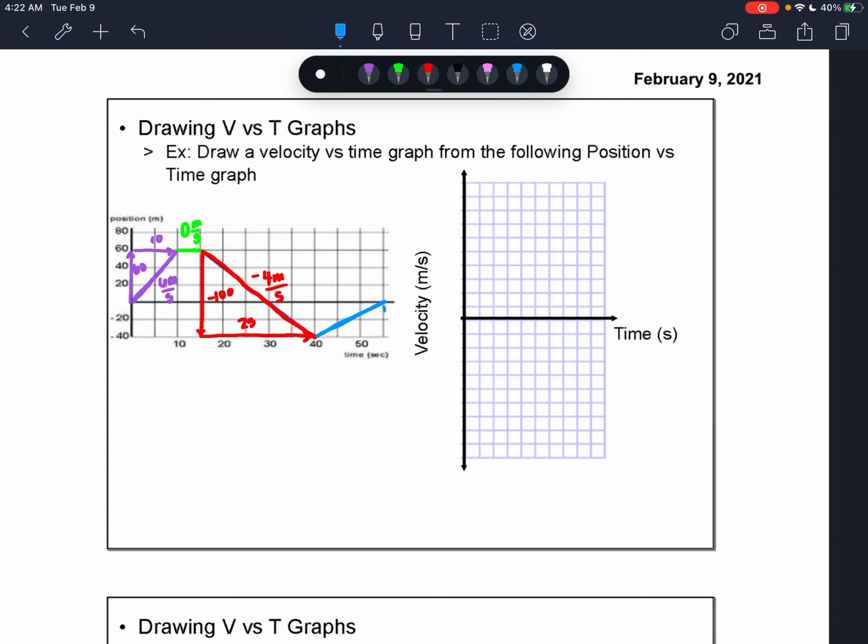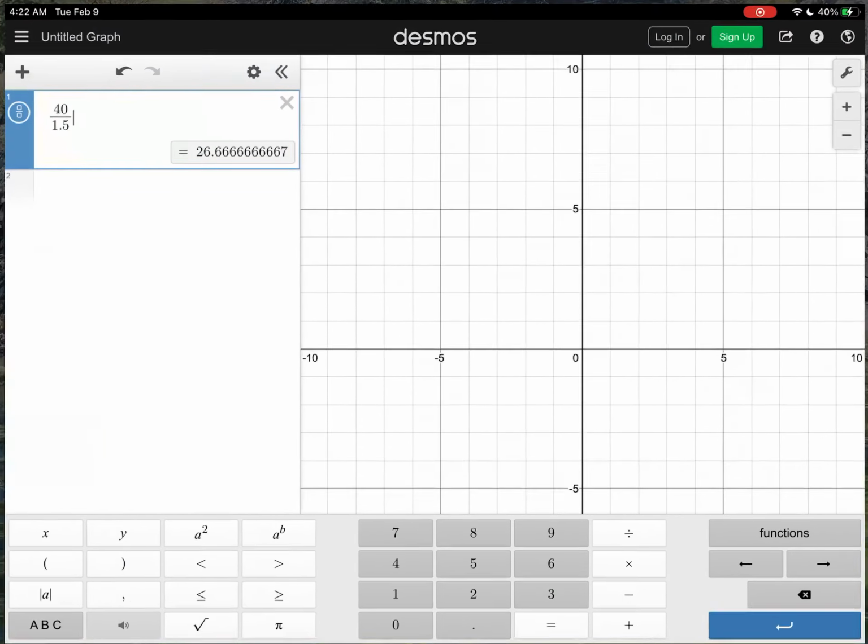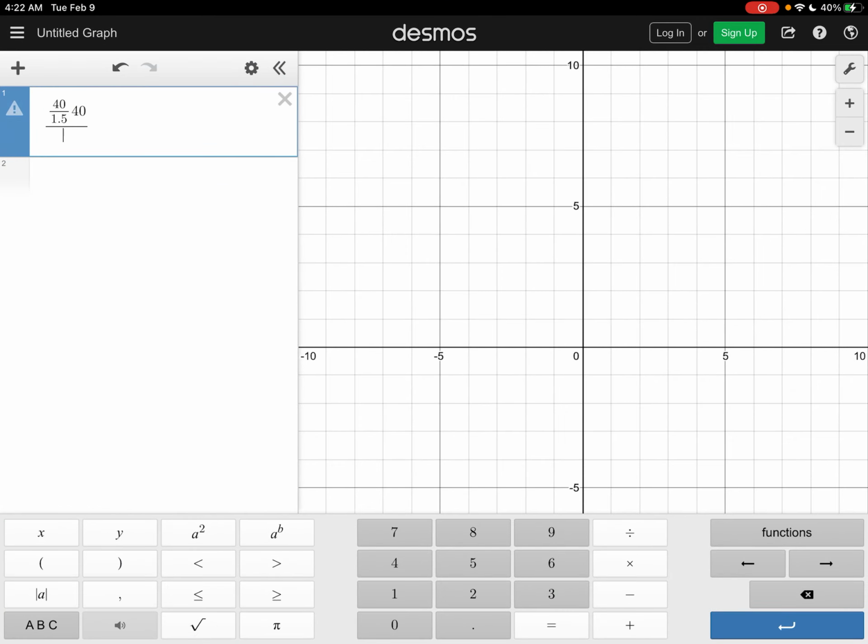In my last segment, my position increases by 40 meters, and it does this in 15 seconds. So my velocity is 40 out of 15, 40 meters every 15 seconds. I cannot do that in my head. I think it's going to be just under 3, but let me be sure.